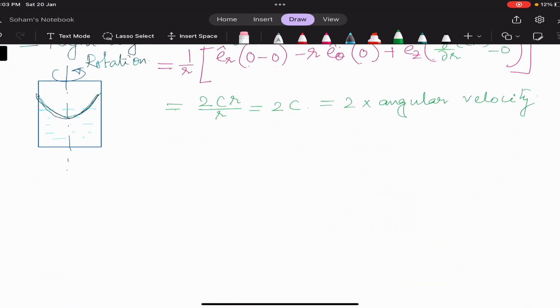Now let us learn another terminology regarding these vortex flows, that is something called circulation.